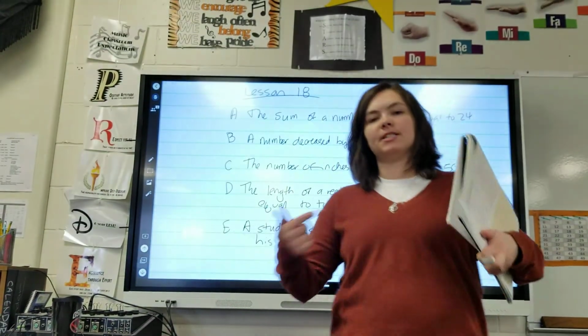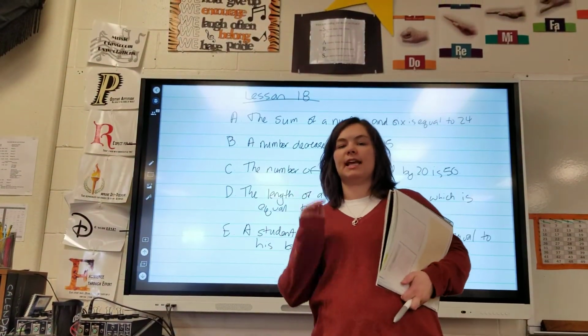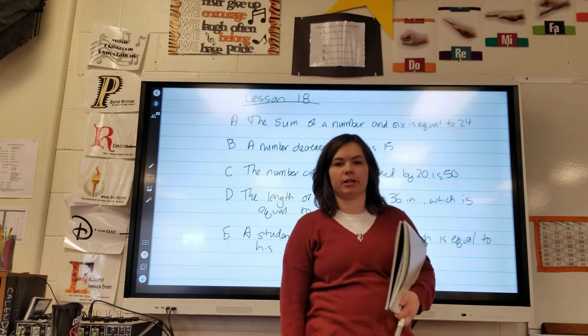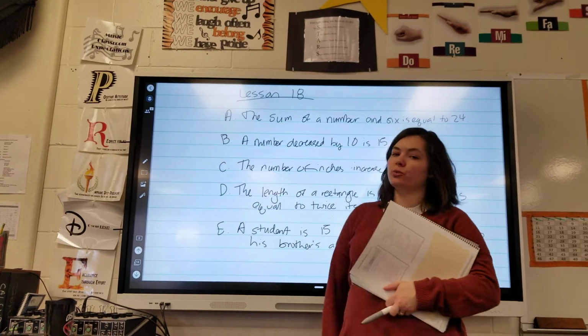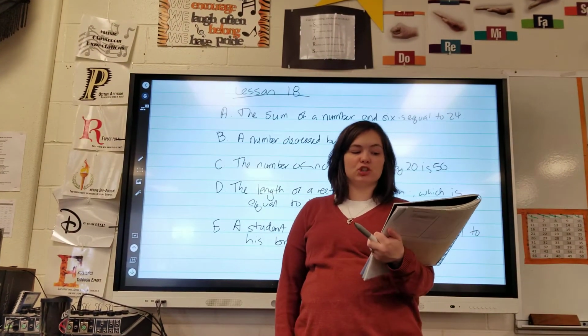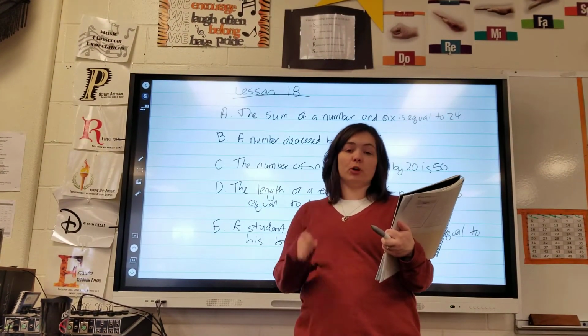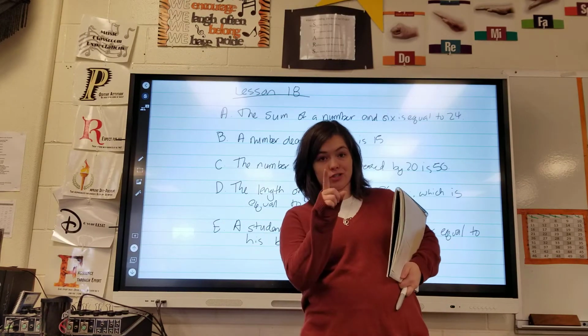Hey pre-algebra kids, this is lesson 18 in your pre-algebra book. We're almost done. The first thing we're going to do with this lesson, as the objective, is to write equations from verbal descriptions. So that's the first thing we got to do.